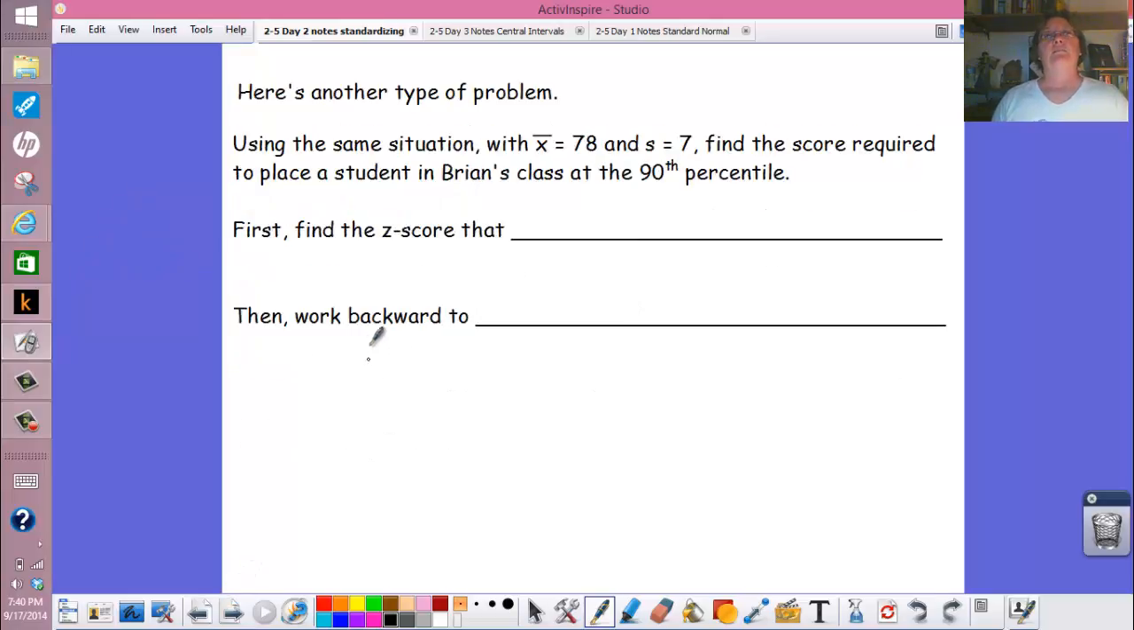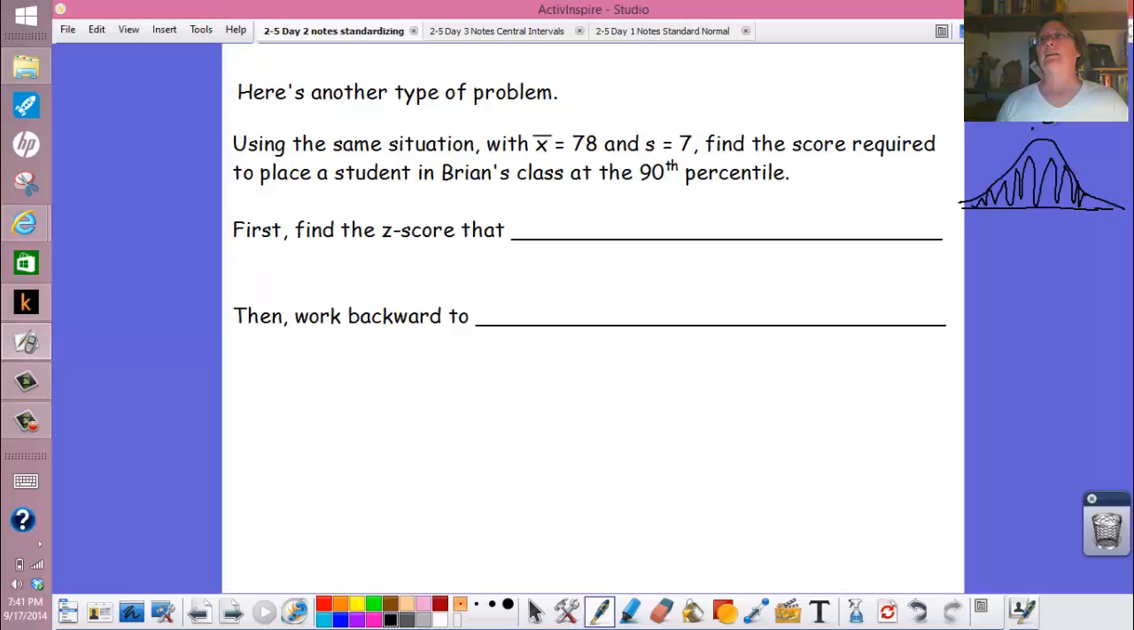We want to look at a second type of problem today, and this involves working backward a little bit. Using that same situation, Brian's physics class, where the exam had an average of 78 and a standard deviation of 7, this asked us to find the score that it would take to get somebody at the 90th percentile in his class. Well, if we want to be at the 90th percentile, folks, that's way out here. That would mean this score would have to be above 90% of the people in the class.